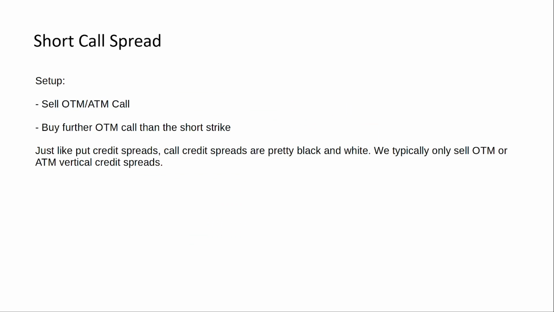So yeah, the setup for this, as I said, is that we are going to sell an out of the money or around the money call. However, in general, I like to trade around a 20 to 30 delta call. And I'm going to buy a call around 5 to 10 points different. So if I'm selling a 20 delta call, I'm going to buy a 10 delta call.